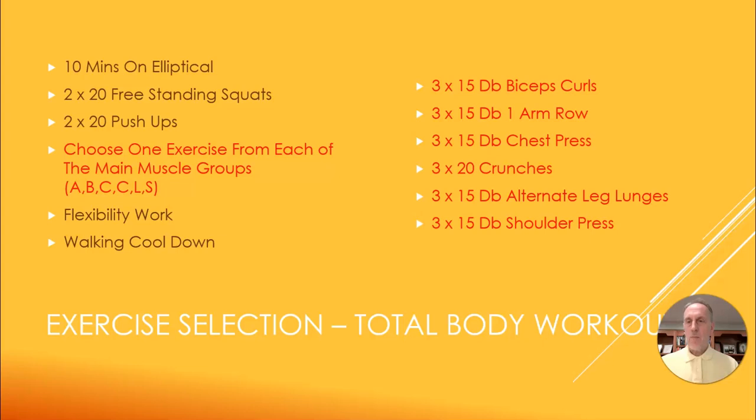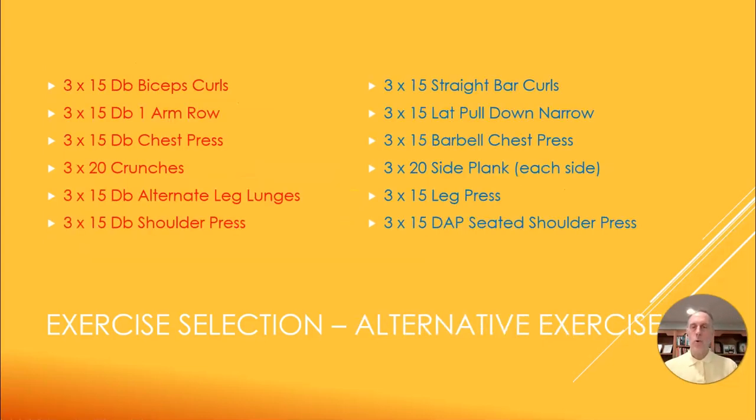When we look at the arms, back, chest, core, legs, etc., this could be something as simple as dumbbell bicep curls, dumbbell one arm row, dumbbell chest press, crunches, alternate leg crunches, shoulder press. You have arms, back, chest, core, leg, shoulder exercises. That's where the ABCCLS comes from. It's just verbiage I use to help people wrap themselves around a real simple concept when we're doing total body fitness type workouts.